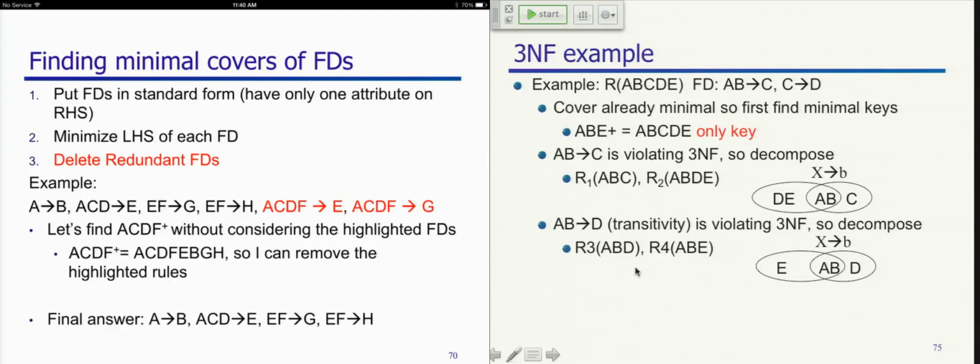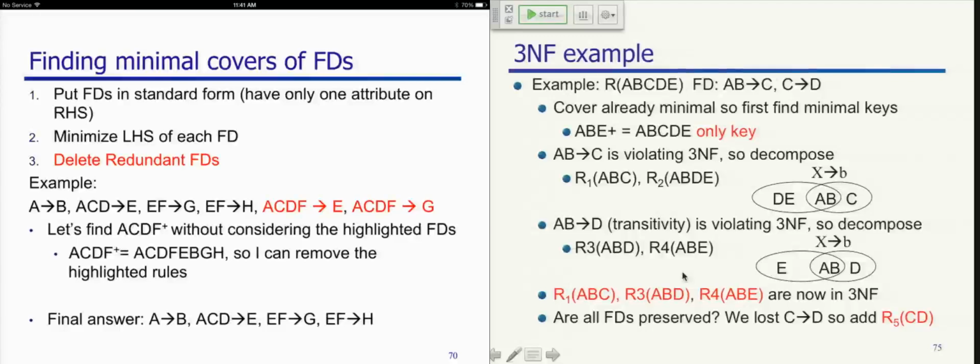First of all, in this relation, I'm going to check whether AB is a super key. AB is not a super key because I can't get to E. Is it the case that D is part of a key? D is not part of a key, so again this is violating 3NF, so I need to decompose. I'll put A, B, and D in one relation and A, B, and E in one relation. So now I have R1, R3, and R4. All these three are now in 3NF.